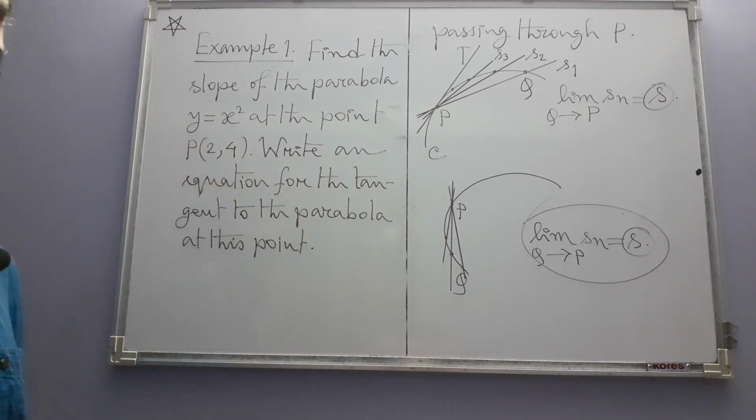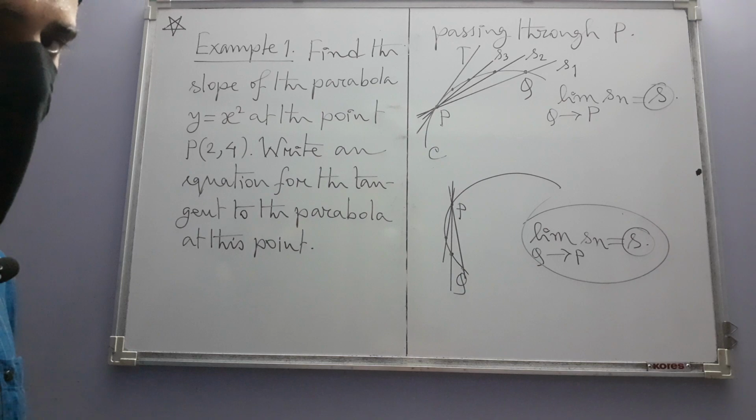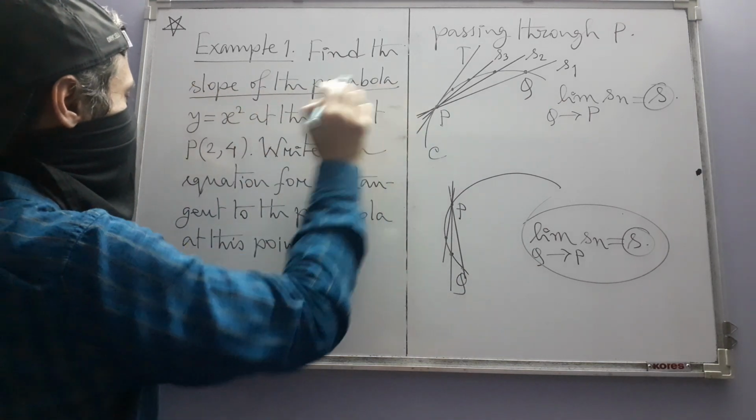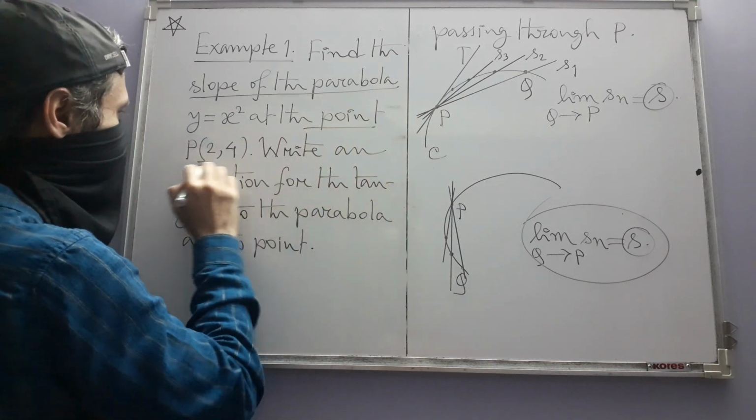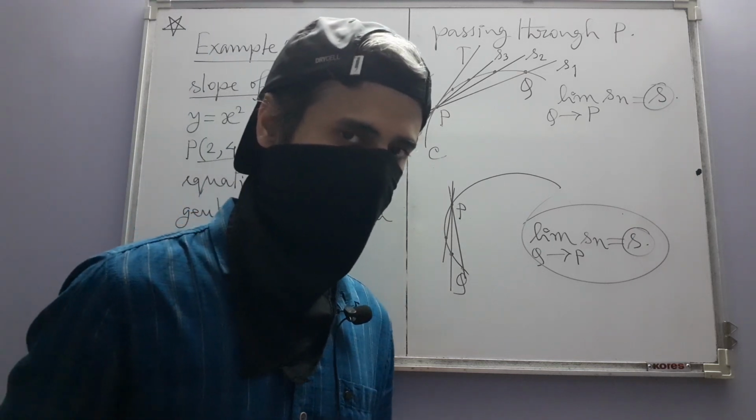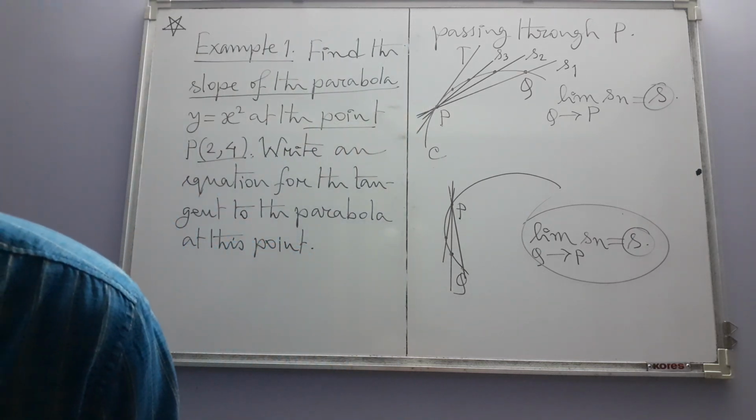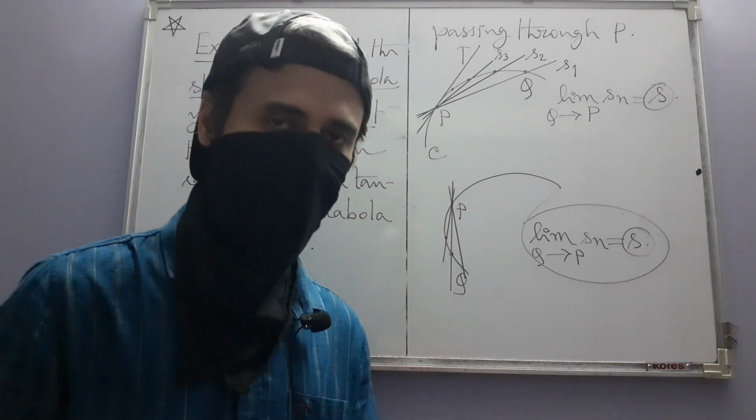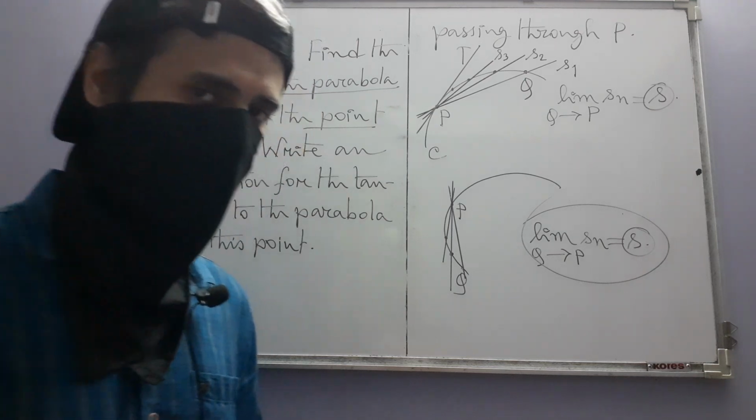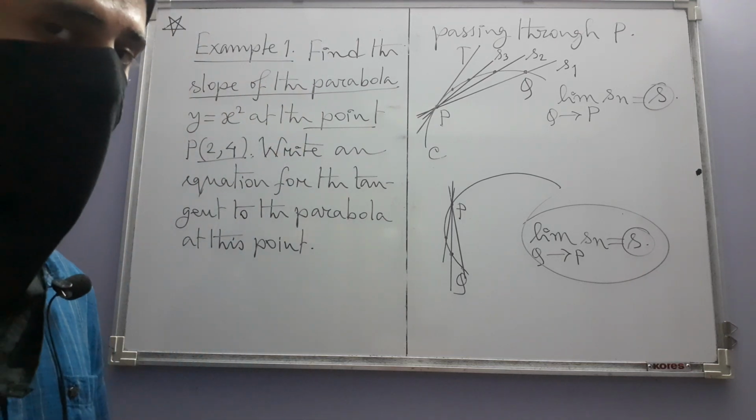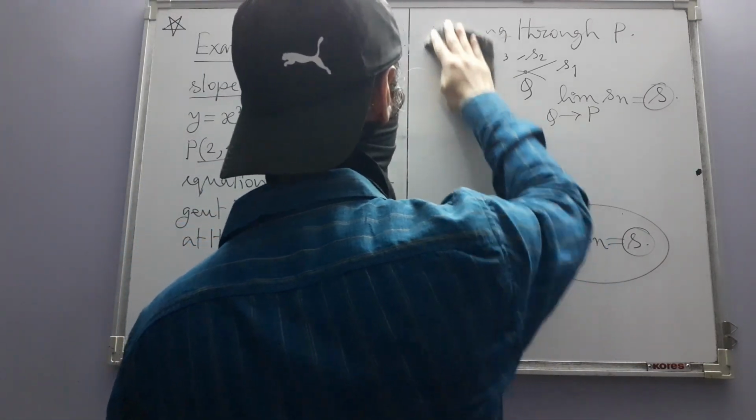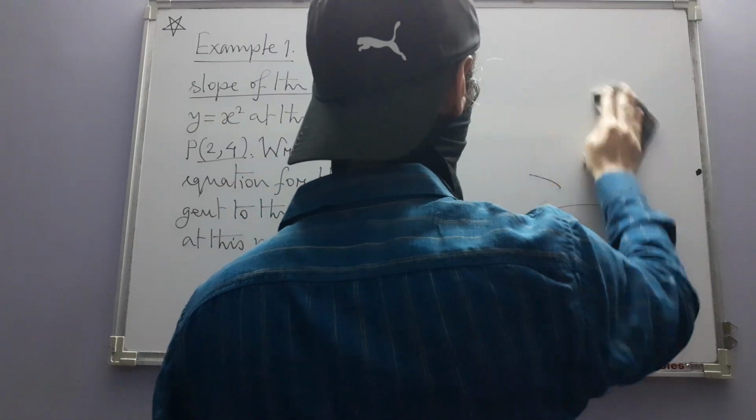You may have noticed one thing here which may be confusing. Find the slope of the parabola at this point. Slope of the parabola at a point. Now, what type of idea can this be? We only know that straight lines have slopes. How can a curve have a slope at some point? Well, the idea is just, again, the slope of the tangent.